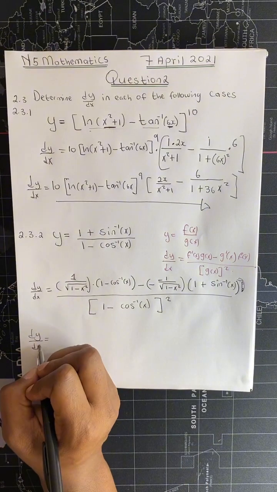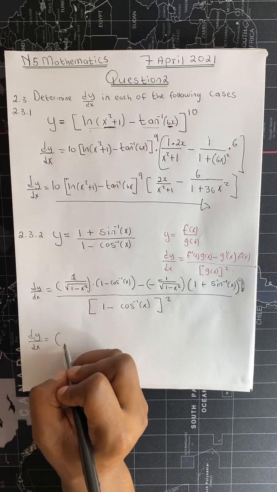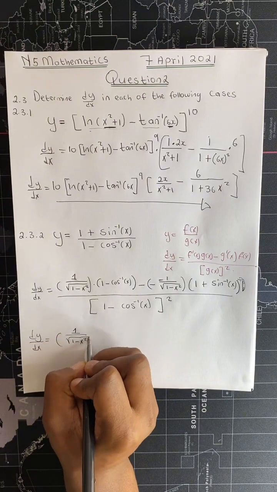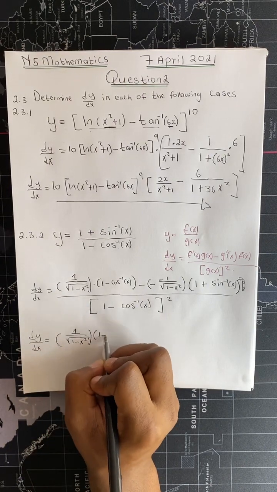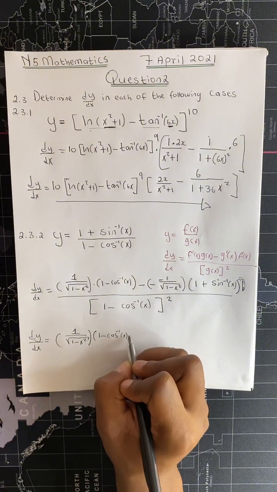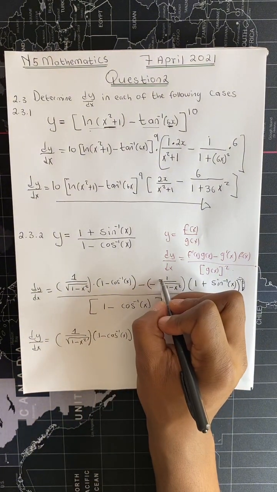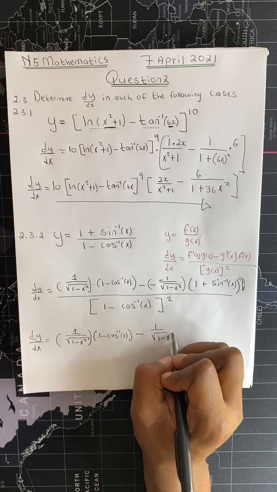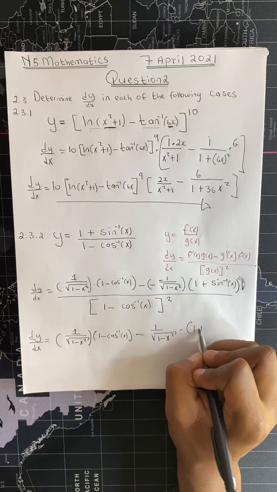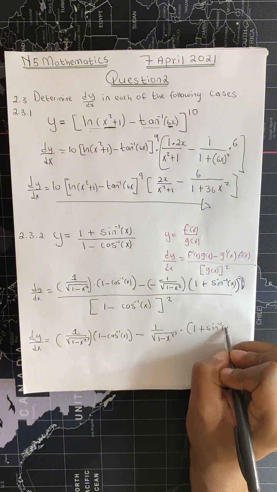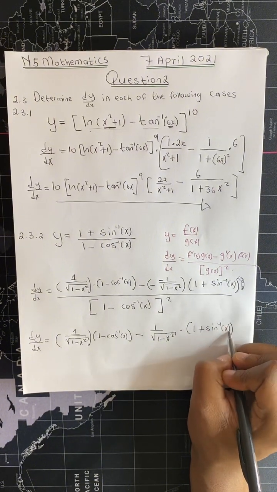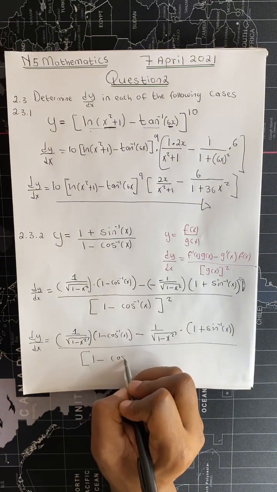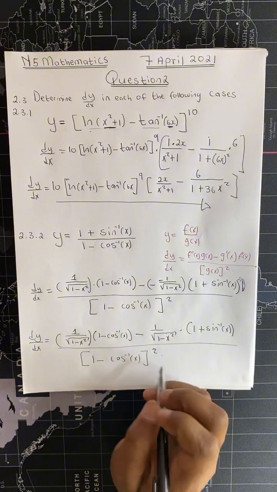So the rule was that we must not simplify it. It's not necessary for us to simplify. So we have 1 over the square root of 1 minus x squared multiplied by 1 minus cos of x, minus, so this negative multiplied by that negative will be positive, 1 over the square root of 1 minus x squared multiplied by 1 plus arcsine of x, all divided by 1 minus cos of x all squared.